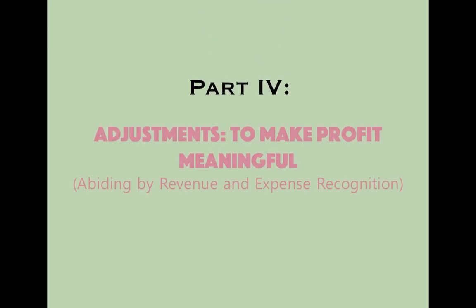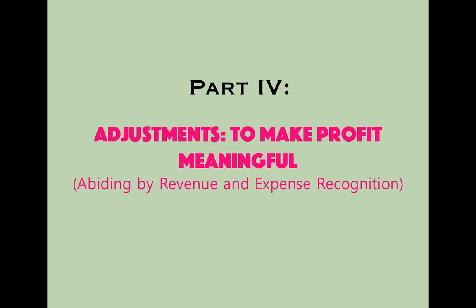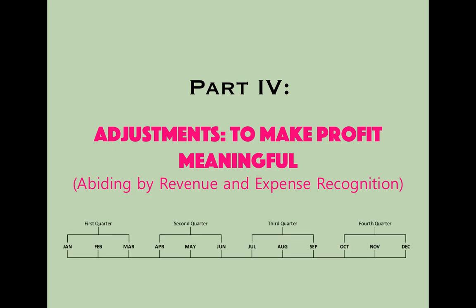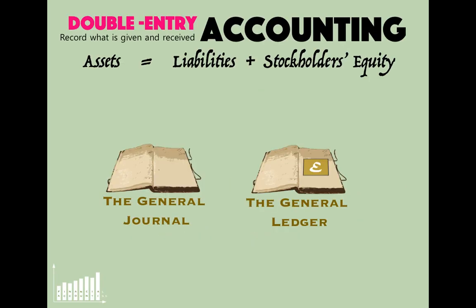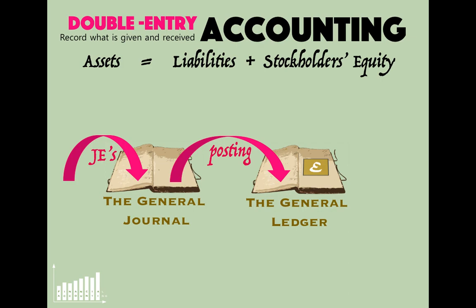Part 4, adjustments to make profit meaningful, abiding by revenue and expense recognition. So when we look at double entry accounting and the process of accounting that we've already discussed so far, we know that it goes something like this. First, we make journal entries in the general journal. Second, we post those journal entries into the general ledger so that we know where the accounts or elements stand at the end of a period.